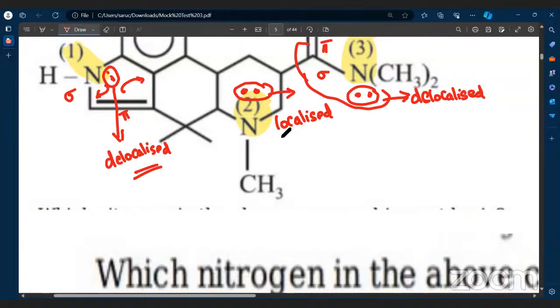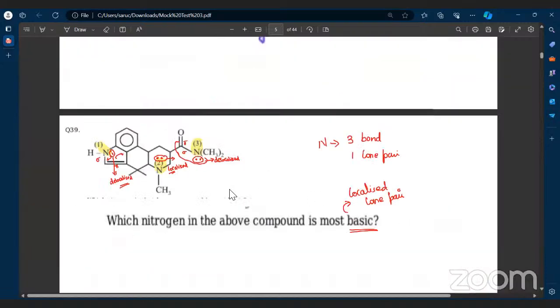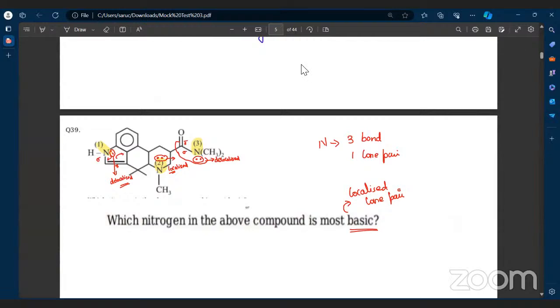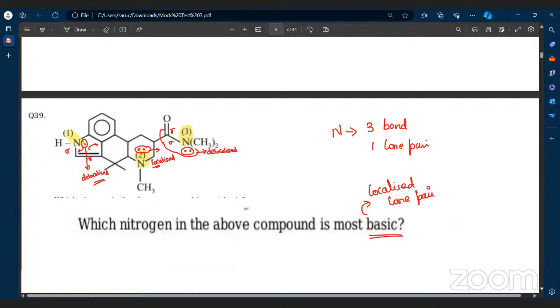So in the second one, the lone pair on the nitrogen atom will not move. There is no delocalization, so it will stay on the nitrogen as it is. Hence, it is going to be more basic. Okay. So clear with this question, everyone? Yes, ma'am. Therefore, the answer is 2.